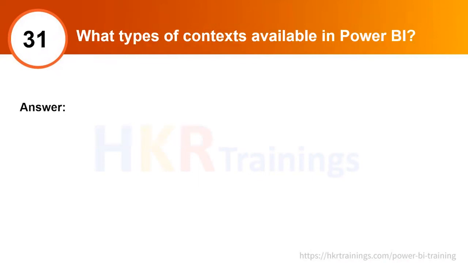And the next question is, what types of context are available in Power BI? As we discussed, we have two types of context. That is row context, which does the calculation at row level, and the next one is filter context, which does the calculation at column level. And that's all about the frequently asked questions in Power BI.